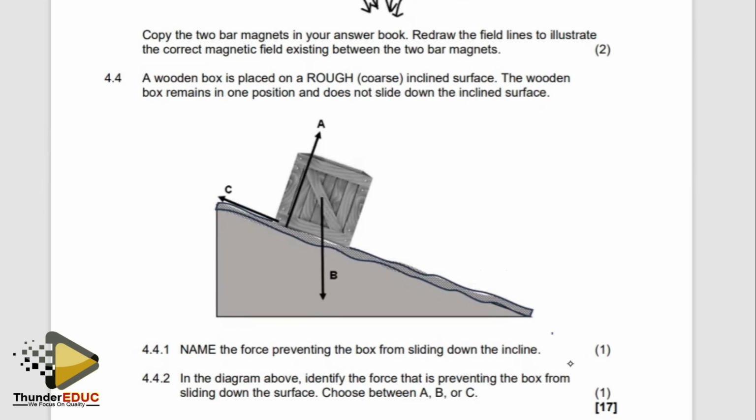You can say friction, or you can say frictional force. Still the same thing. Right, you're done with this one.